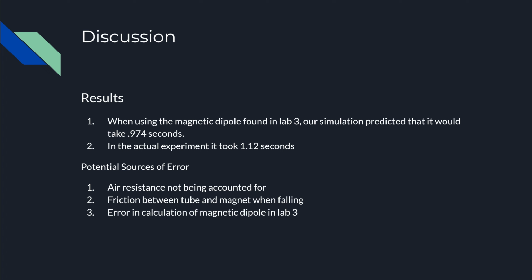So the main results that we had were that using the magnetic dipole found in Lab 3, our simulation predicted that it would take 0.974 seconds for it to fall through the tube. In our actual experiment, we found that it took an average of 1.12 seconds. Some sources of error that could very well have influenced this were that we didn't account for air resistance. We didn't account for any friction that might have happened between the tube and the magnet when falling. And there could very well have been an error in calculation from the magnetic dipole calculated in Lab 3.